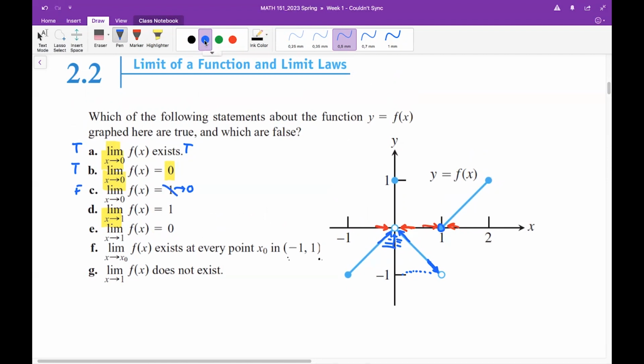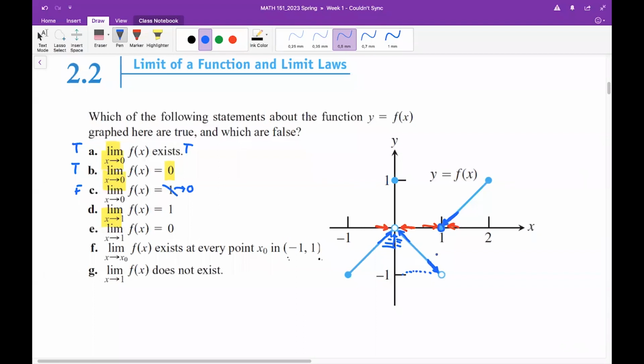Now let's look at the right side. On the right, I follow the graph and I see that the values on the right are approaching which real number? 0. 0. So since the left limit and the right limit are different, if this limit exists, it has to be unique, okay? If a limit exists, it has to be unique. Don't forget this. You cannot have two different limits on two different sides.